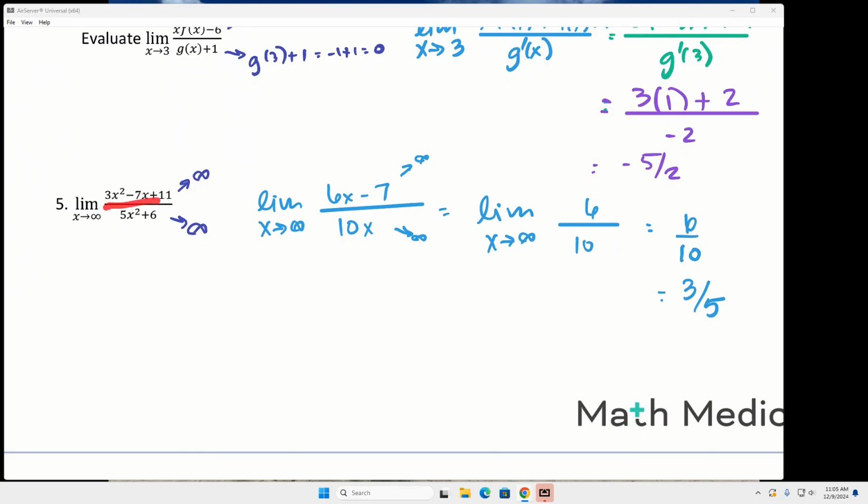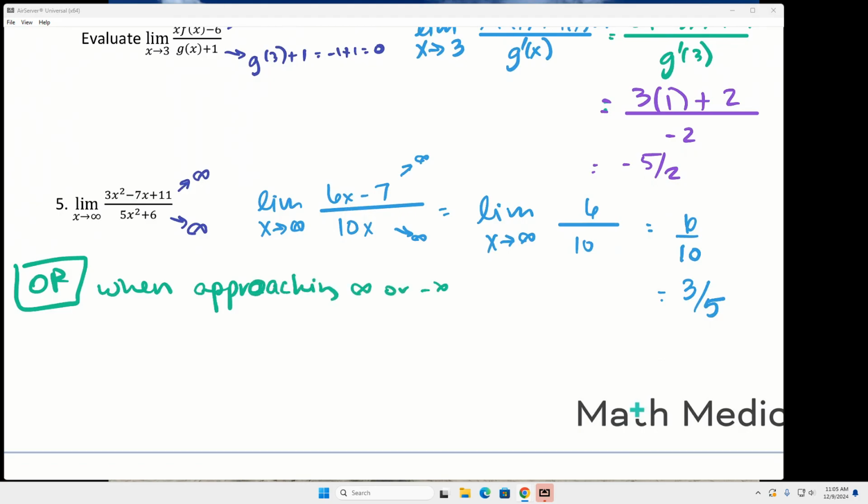That is how I always do it. If it's polynomial over polynomial and it's infinity, I always do horizontal asymptote, but that is embedded into my brain forever. You guys haven't done it obviously as much as I did. So I'm going to write a big or, when approaching infinity or negative infinity, you can find the horizontal asymptote, if there is one. Which does end up being.